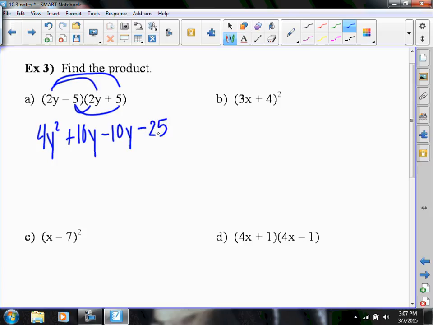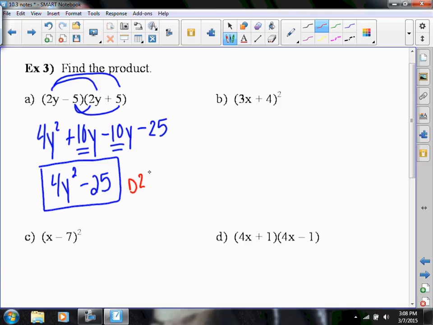So again, even if you didn't notice it as you were multiplying, now you should see that I have two like terms that I can combine together, and when you combine them, they end up canceling. So we end up with our difference of two squares. Okay, so if you want to label that this one is a difference of two squares, that can be good to know for later on.